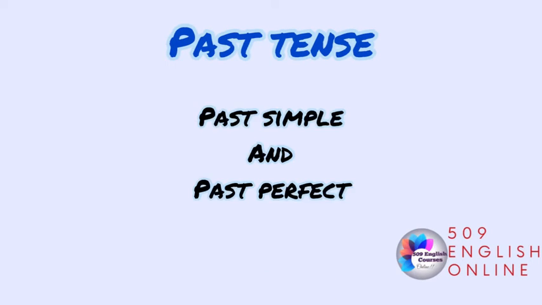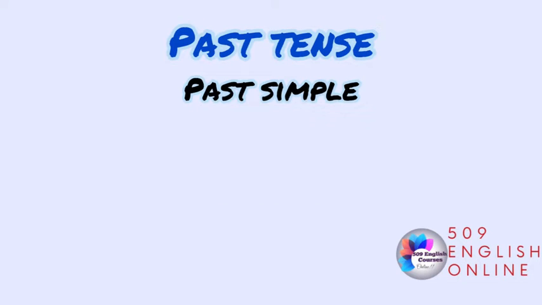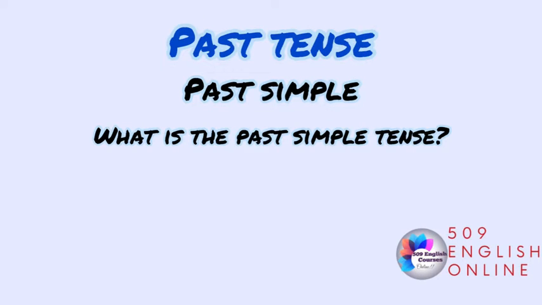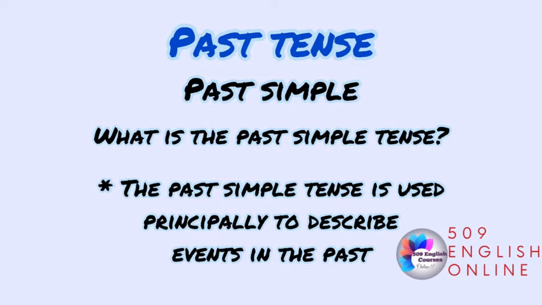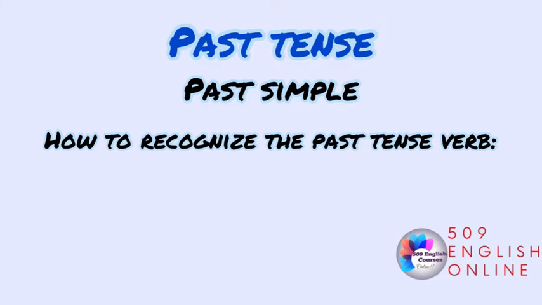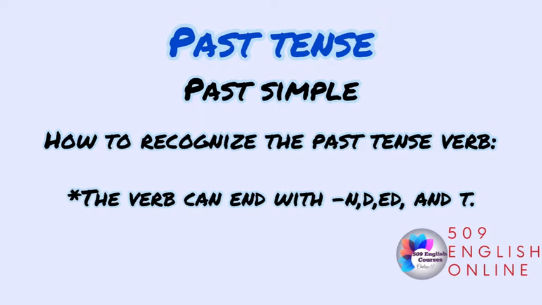Now, let's go over the past simple and past perfect tenses. Okay, the first one we will be going over is the past simple tense. What is the past simple tense? The past simple tense is used principally to describe events in the past. Technically speaking, it happened already. You can also recognize the past tense by noticing how the verbs end. The verb can end with N, D, ED, and T.